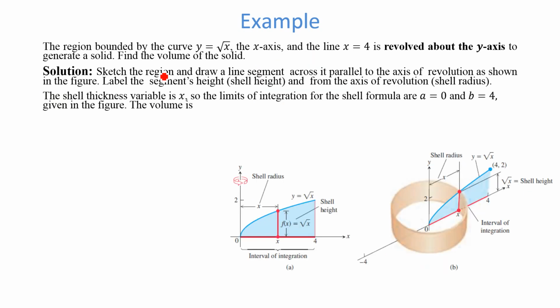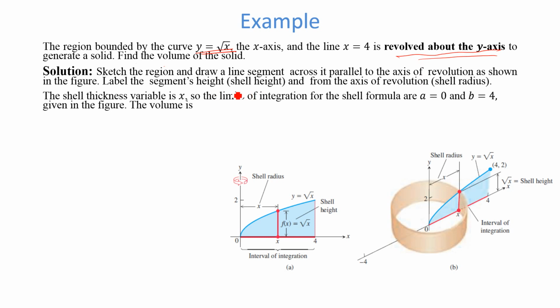Okay, next. Example: the region bounded by the curve y is equal to square root of x, so we have the function y is equal to square root of x and the x-axis. This is the region in blue color. And the line x is equal to 4. So this is bounded by the line x is equal to 4. It is revolved about the y-axis. So in this case, we are going to revolve about the y-axis, that is, about a vertical line, to generate a solid and then find the volume of the solid.